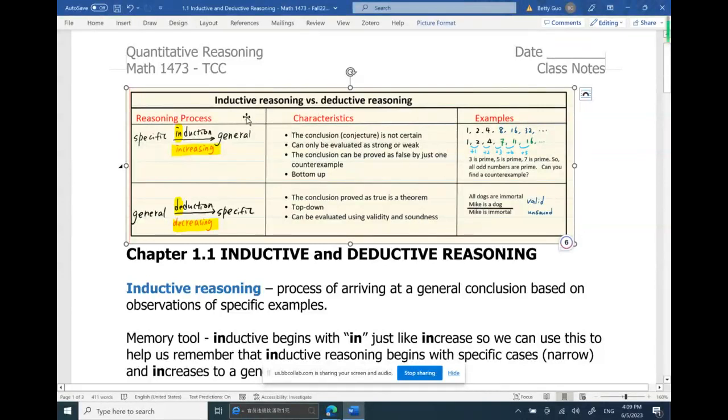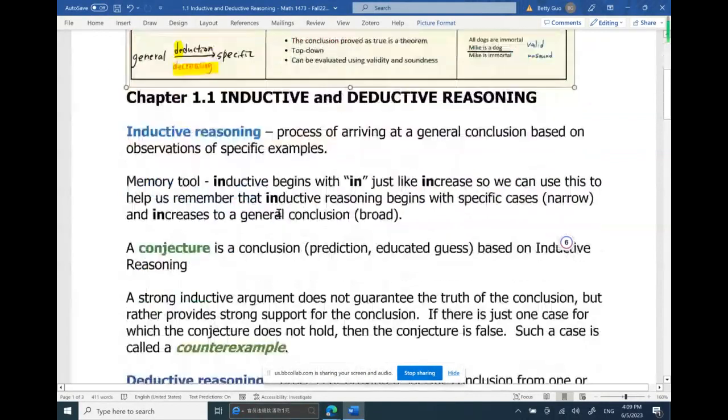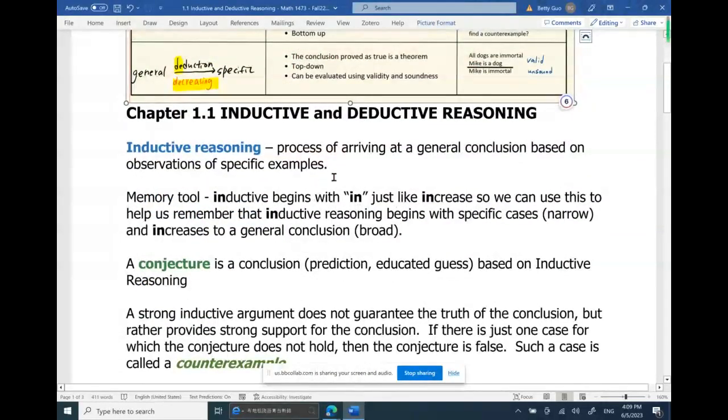So as I said, the most important thing about this section is to know the difference between induction and deduction. Induction, increasing, goes from specific to general. Deduction, decreasing, goes from general to specific. Please pause the video and read those contents, make sense of them on your own.